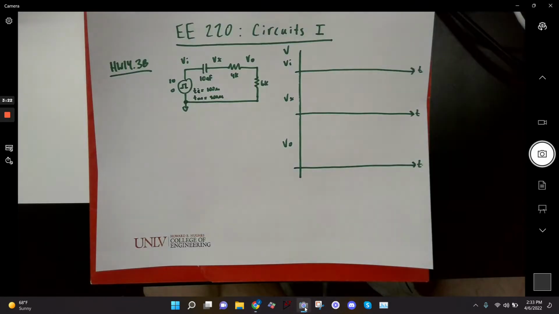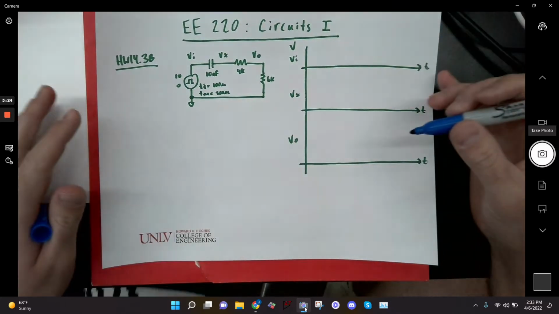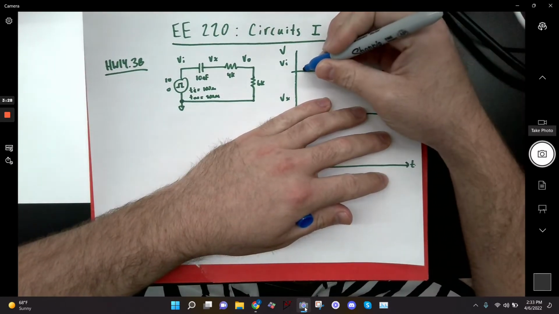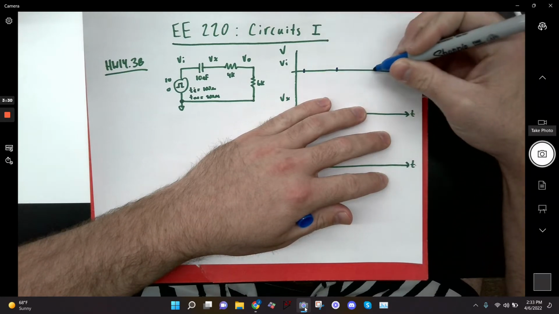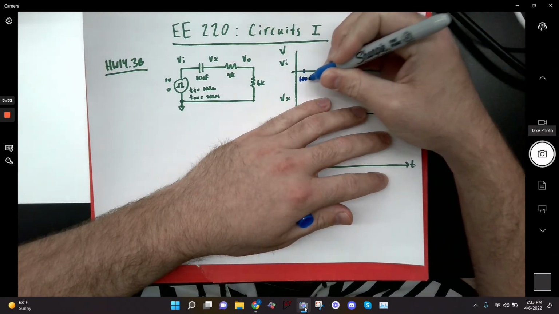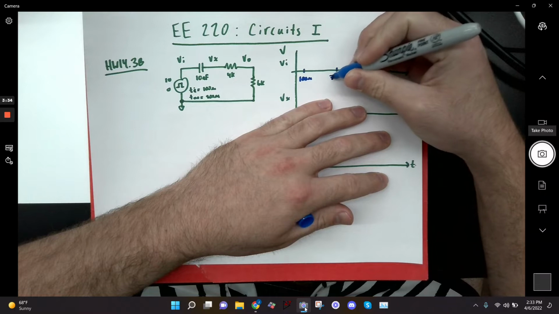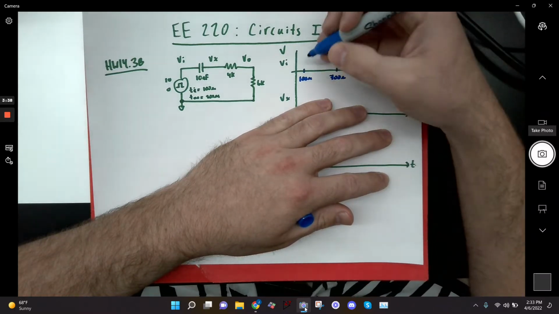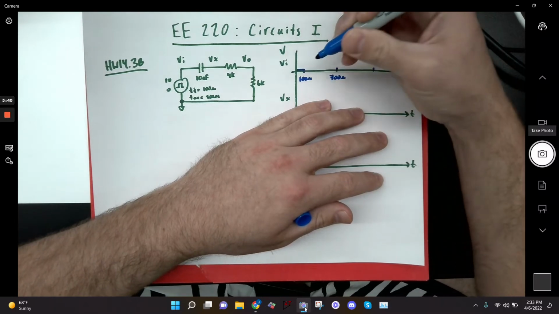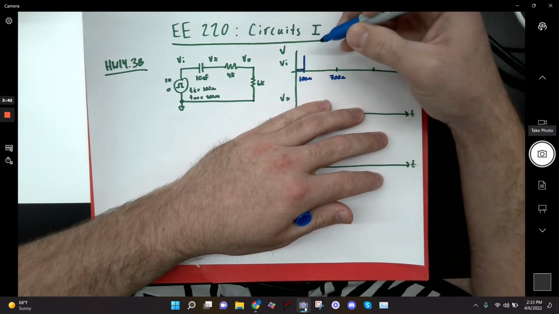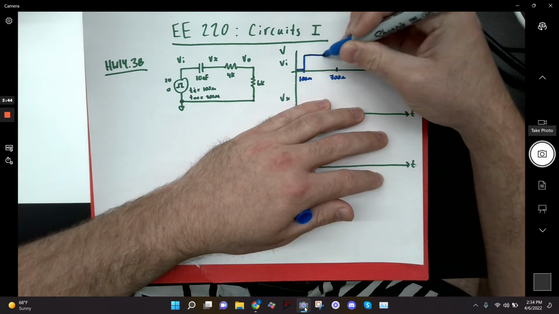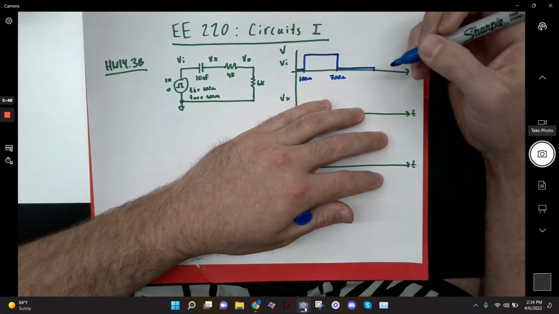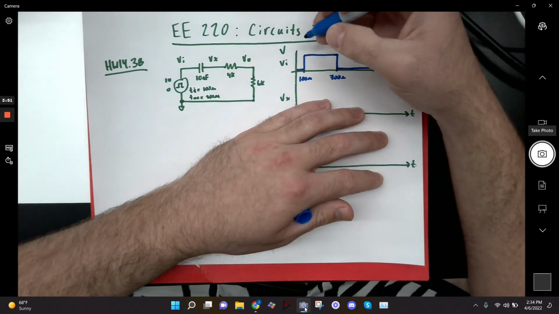So if I go back here and I wanted to draw that, let's call this 100 micro. This will be 700 micro. And then that's all that we really need for now. So V in basically starts at 0, right? And then at 100 micro, it's going to jump up to 10 volts. It's going to stay on for 600 micro, and then it's going to drop back down, right? You good with that? Everybody good with that?